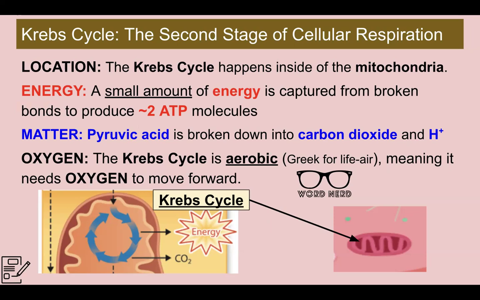Finally, the Krebs cycle is aerobic, and this is Greek for life air, and that means it needs oxygen to move forward. So the Krebs cycle is aerobic. It needs to happen in the presence of oxygen.